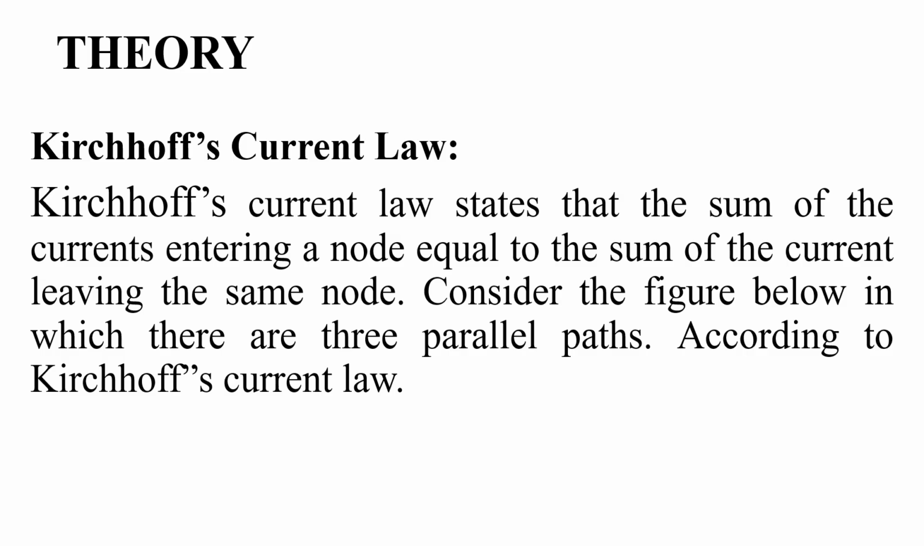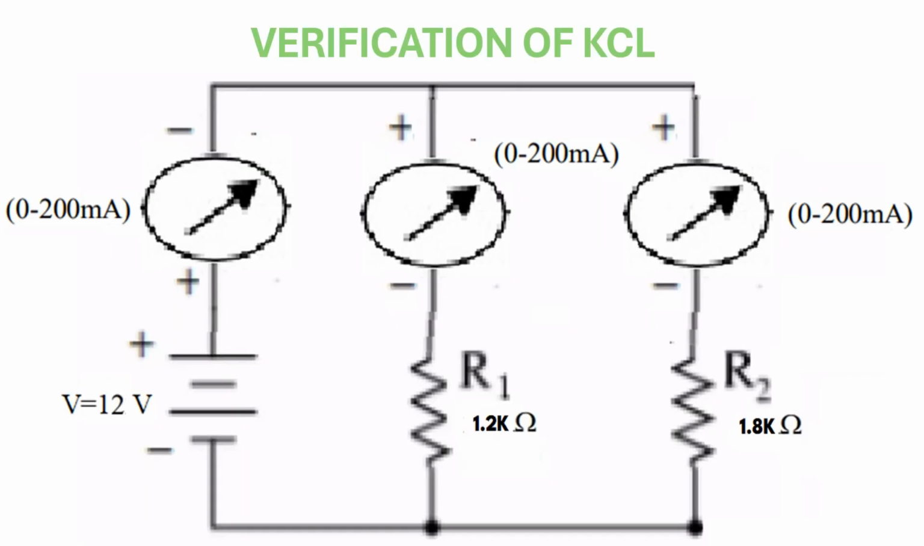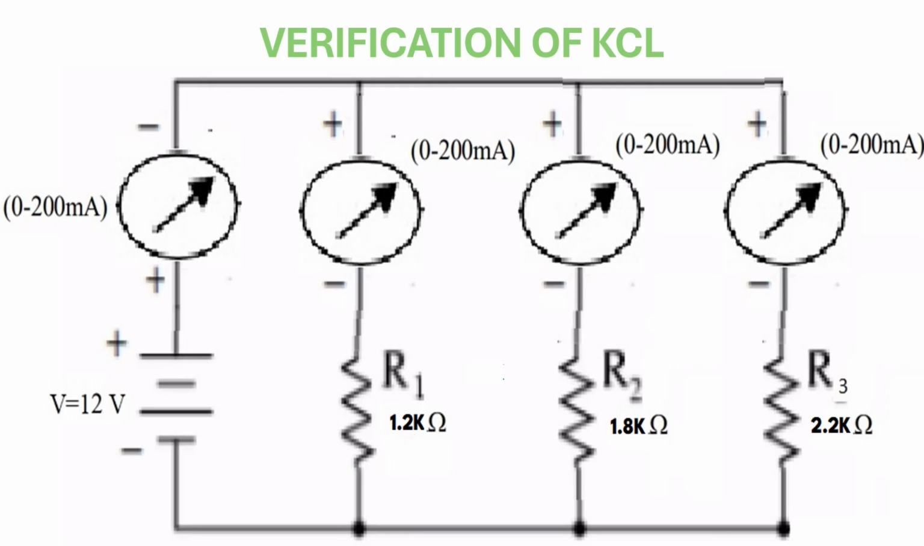Kirchhoff current law states that the sum of currents entering a node is equal to the sum of currents leaving the same node. Consider the figure shown, where there are three paths. According to Kirchhoff current law, I1 equals I2 plus I3. Circuit diagram for KCL if two resistors are given in the question. Circuit diagram for KCL if three resistors are given in the question.